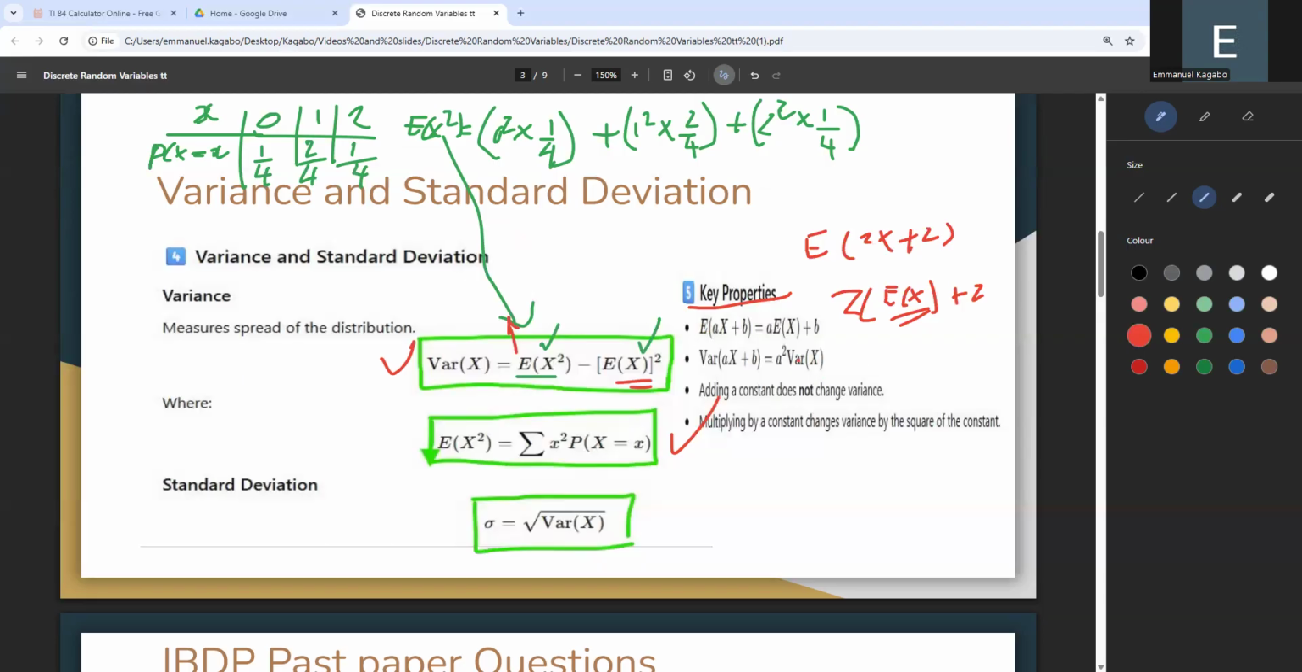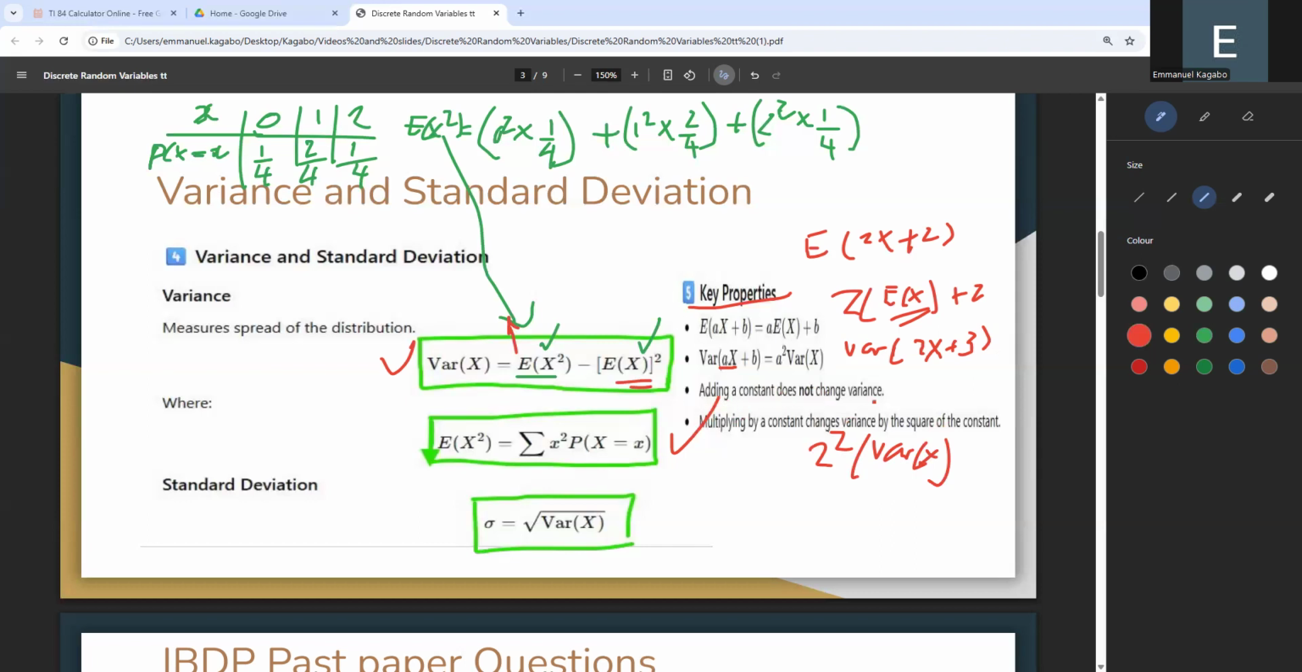So for instance now, if I say find the variance of, I'm just using the bracket, 2 capital X plus 3, for instance. Okay, what does that mean? It means this is my A. It will be 2 squared times the variance of your question, the variance you already got. That is it.